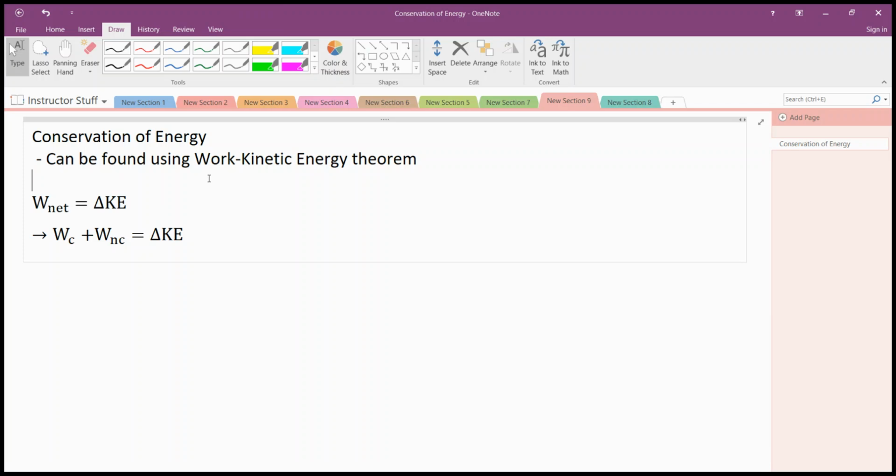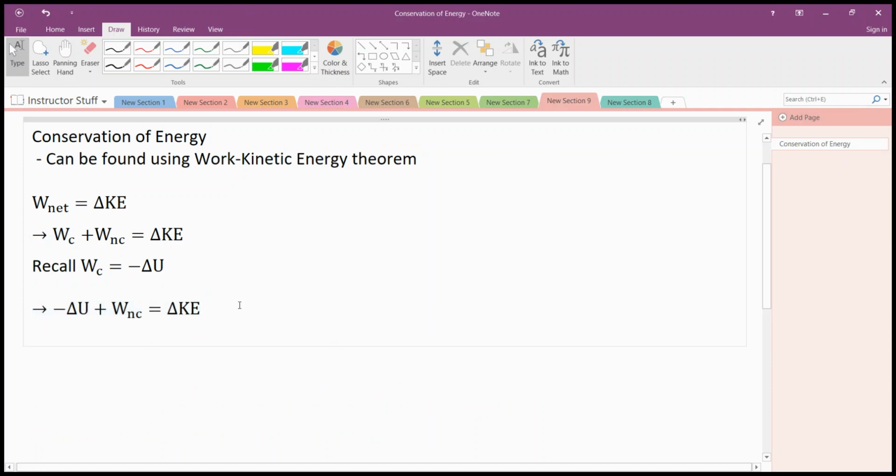So we can split our net work term into work done by conservative forces and work done by non-conservative forces. Now remember, the work done by conservative forces is equal to minus the change in potential energy. Therefore, we can plug this expression in to our equation up here for the work done by conservative forces to get as follows. Now we can move the potential energy term over to the other side of the equation, and we see then that the work done by non-conservative forces is equal to the change in kinetic energy of the system plus the change in potential energy of the system.